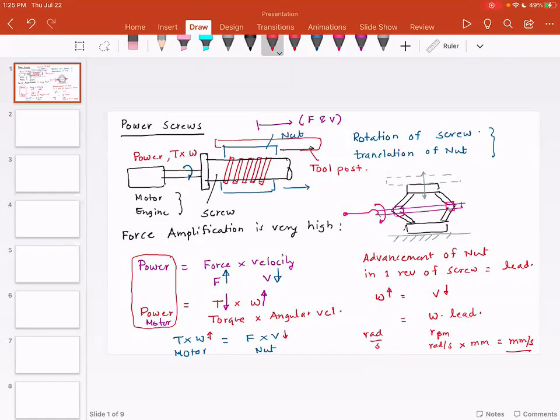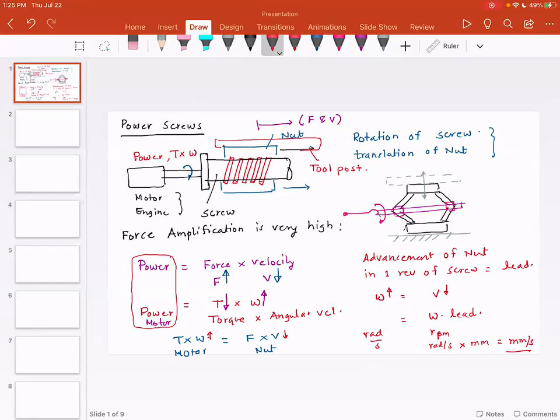But in the case of power screws, we are going from the rotary coordinate system, which is torque and angular velocity, to the translational coordinate system, which is nothing but force and linear velocity. This is the fundamental principle of power screw force amplification. And that is the reason why power screws are used.